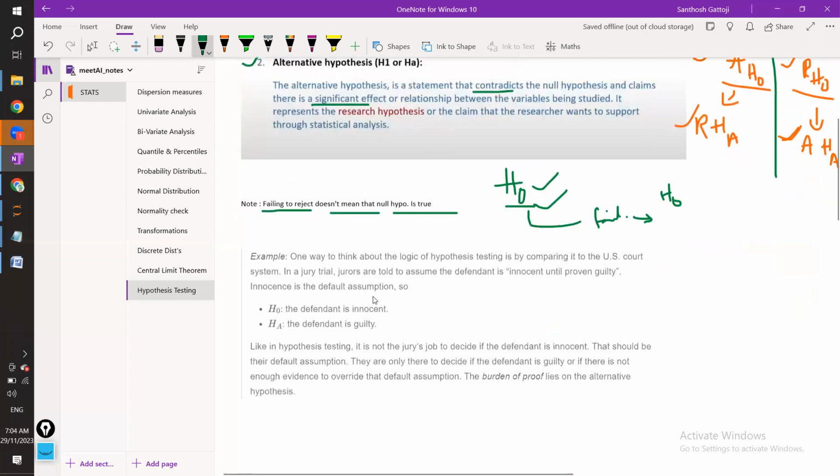Don't get confused. One way to think about hypothesis testing is by comparing it to the US court system. In a jury trial, jurors are told to assume that the defendant is innocent until proven guilty. Innocent is the default assumption. This is a perfect example.